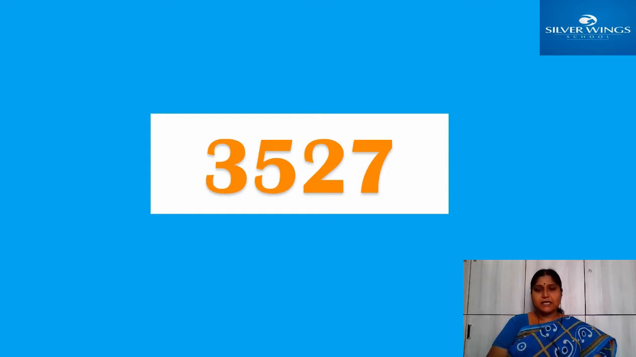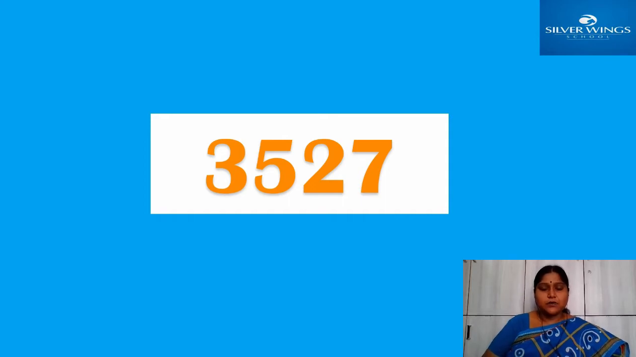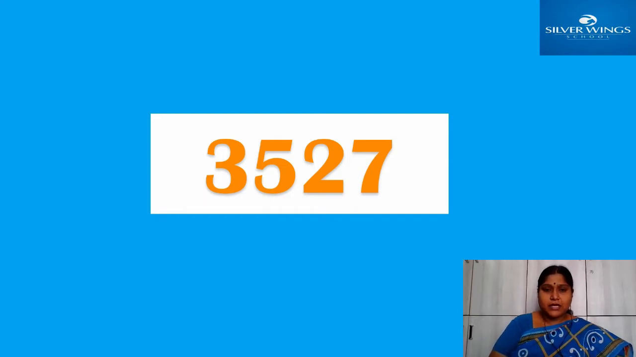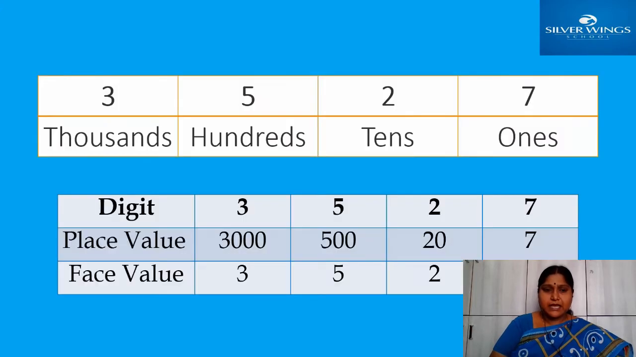That means the value of 7 is 7 only. Next, 2 is in tens place, then the value of 2 is 20. Next, 5 is in hundreds place, so the value of 5 is 500. Next, 3 is in thousands place, then the value of 3 is 3000. Okay, then the number name is 3527. Did you learn the spelling of thousand perfectly, children? Yes. THOUSAND. 1000.